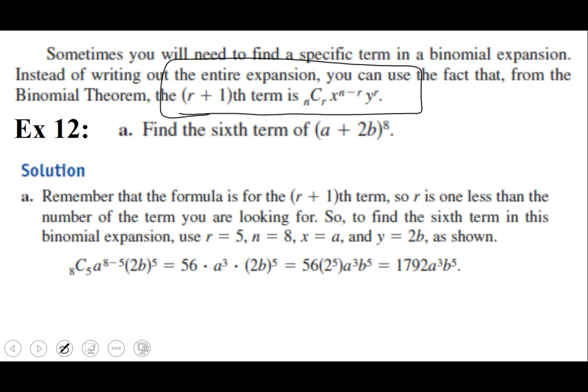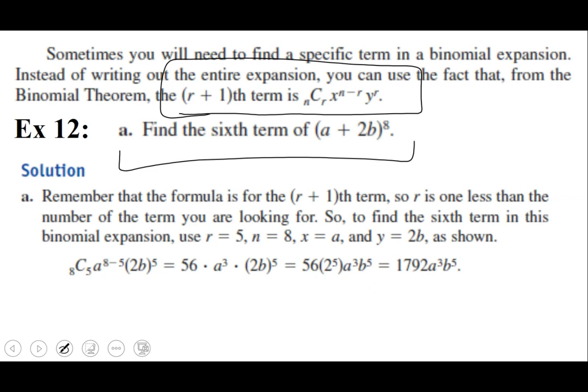and they say it like that because you're starting with the 0th row, or the 0th term. It is given to you as nCr, which is the same as it was earlier, and then x to the n minus r times y to the r. So an example of that here in number 12, find the 6th term of (a plus 2b) to the 8th.